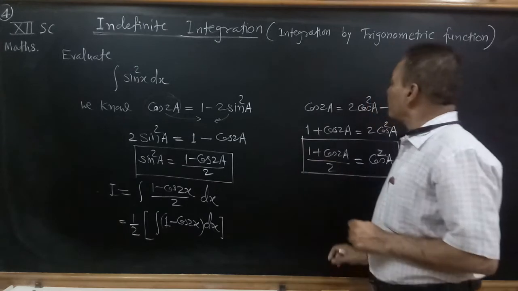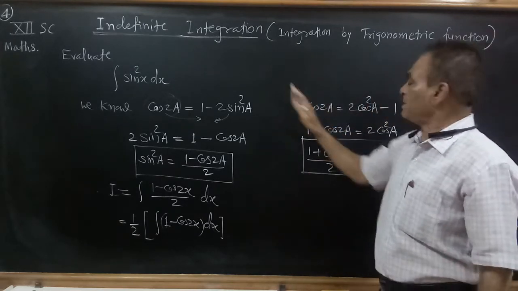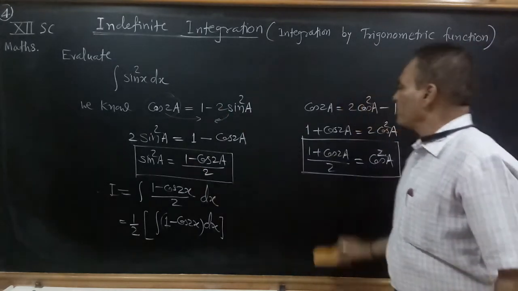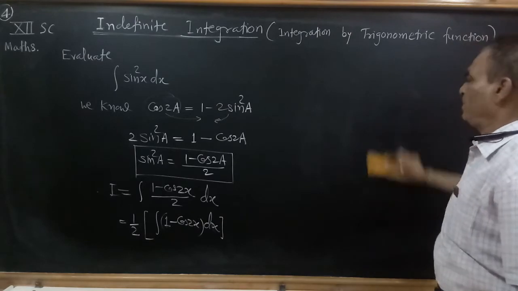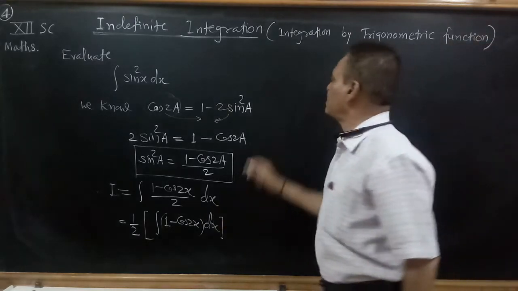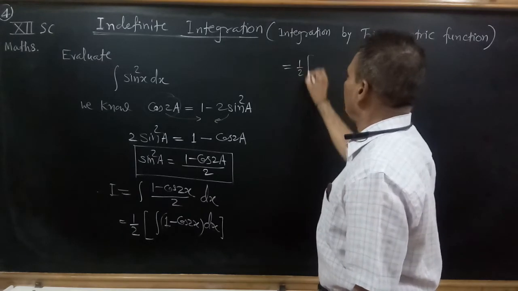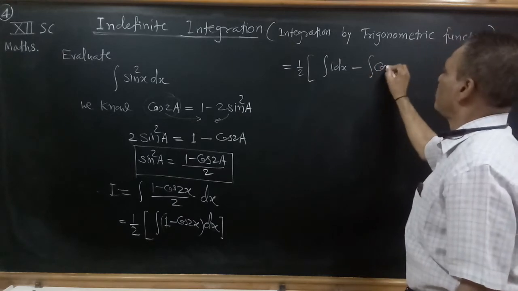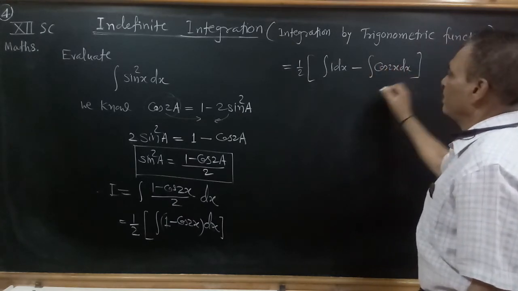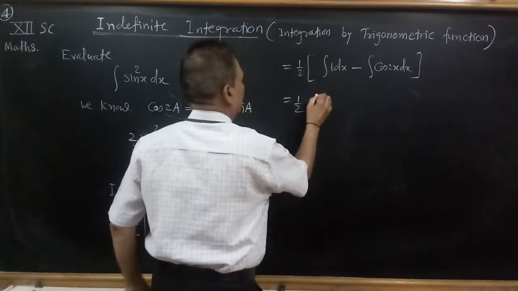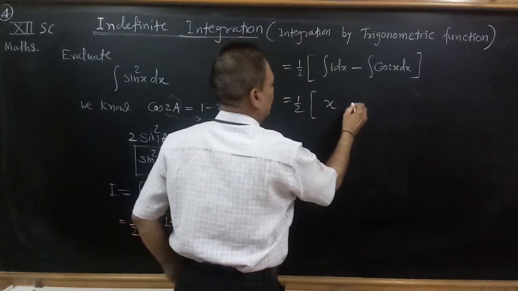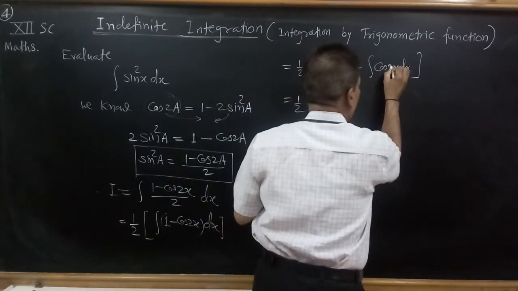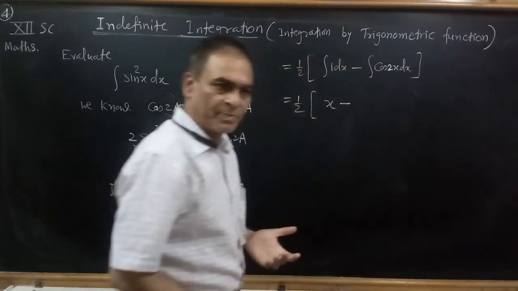For integration of cos square x, the other formula is useful, but for sin square x, 1 minus cos 2a divided by 2 is useful. Okay. Separate these two terms. You will get 1/2 into bracket integration of 1 dx minus integration of cos 2x dx, which is equal to 1/2 into bracket integration of 1 dx means x minus, what is integration of cos 2x dx?